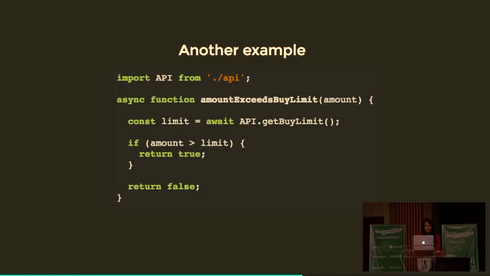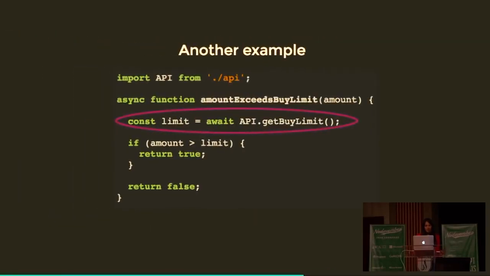Similarly, let's say we have some function that simply tells you if some amount exceeds the buy limit of your customer. You first fetch the limit for the customer asynchronously, and then you say if the amount is greater than the limit, return true, otherwise false. This is not pure either because it relies on some external state. Simple enough, right?